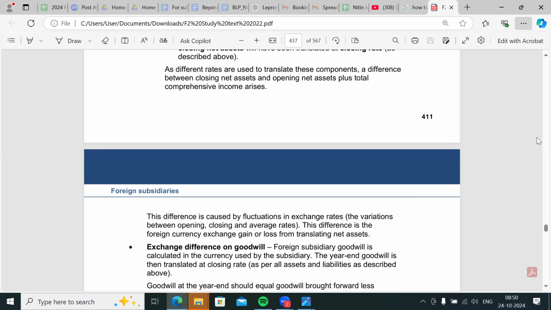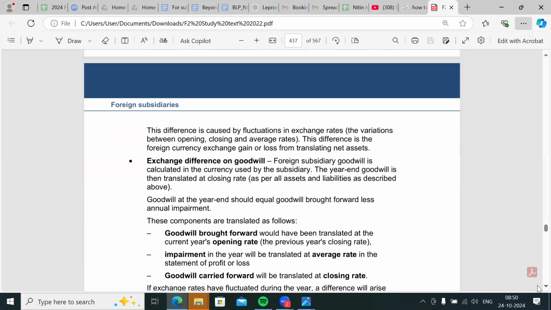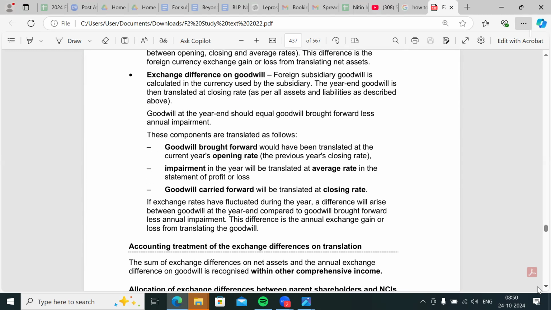Now what should we do? Goodwill at the year-end should equal goodwill brought forward. It won't be. Of course, impairment may be there, because the exchange rates are different. Correct. Now, impairment was at the average rate. Impairment is a P&L item. Let's see what to do. Goodwill brought forward would have been translated at the current year's opening rate, last year's closing, current year opening. Impairment will be translated at the average rate, P&L item. Real mess, right? Goodwill carried forward will be at the closing rate.